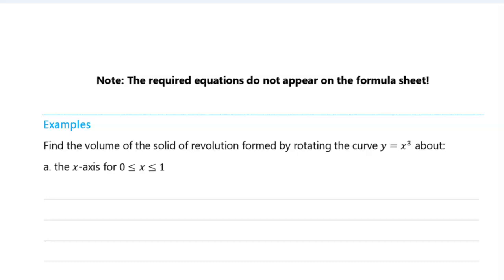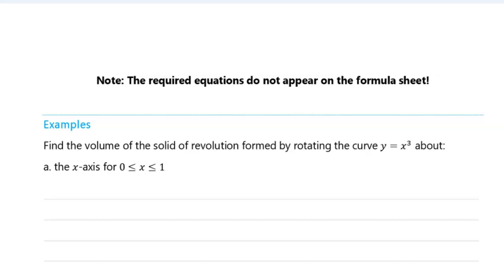Let's do some worked examples involving volumes of solids of revolution. It's really important to note that the required equations do not appear on the formula sheet, and I think that's partly because having an understanding of where they come from can help you remember them without the need to just rotely memorize them. So it is important, if you haven't done so, to watch the video that goes through the exploration of these formulae prior to this one.